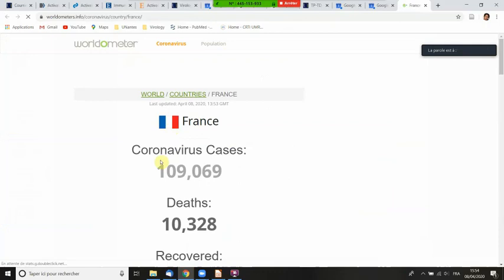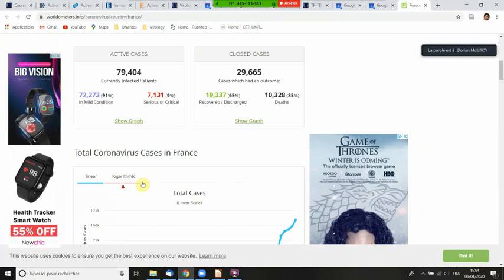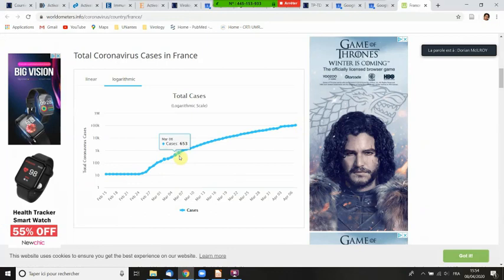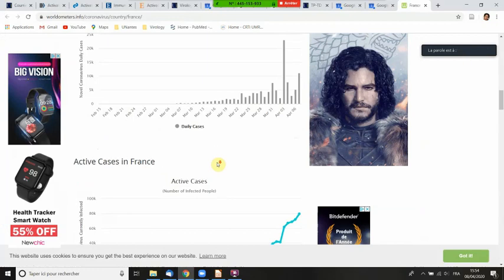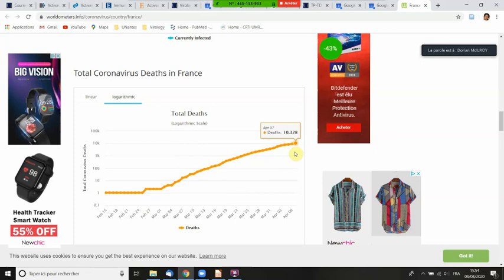So Worldometers has got like 100,000 confirmed cases in France, 10,000 deaths. If you look at the graphs, it's always better to look at the log graph to see how things are growing. So total number of cases is kind of flattening out here. Total number of deaths starting to flatten out as well, okay? So we're kind of controlling this.